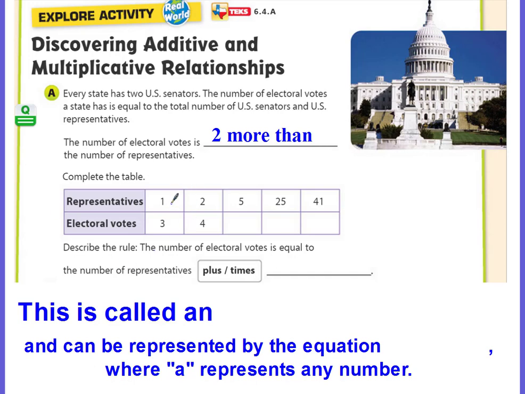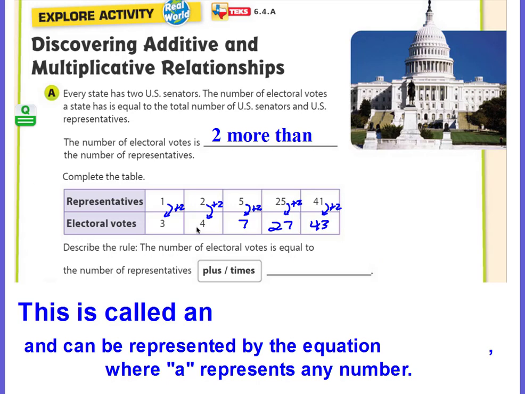If a state has 1 representative, they have a total of 3 electoral votes because they added the 2 senators. If a state has 2 representatives, if you add the 2 senators, it's going to give you a total of 4 electoral votes. So if we add 2 senators to our 5 representatives, this state will have how many electoral votes? 7. If a state has 25 representatives, and we add the 2 senators, that gives us a total of 27 electoral votes. And if a state has 41 representatives, when you add the 2 senators, that state will have a total of 43 electoral votes.